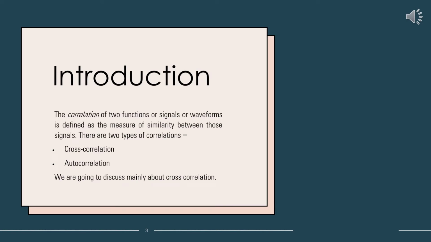Correlation is defined as a measure of similarity between two functions or signals or waveforms. There are two types of correlations, cross-correlation and autocorrelation. We are going to discuss mainly about cross-correlation in this video. Cross-correlation is the correlation of two different signals, whereas autocorrelation is the correlation of a signal with itself.